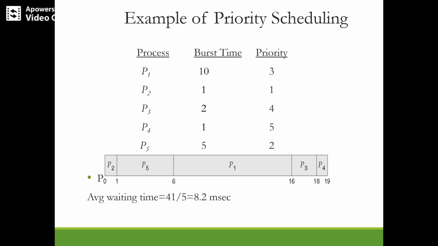So the average waiting time of the processes will be: the waiting time for process P1 is 6 milliseconds, and the waiting time for process P2 is 0 milliseconds. It is 6 plus 0 plus the waiting time for process P3 which is 16 milliseconds, the waiting time for process P4 is 18 milliseconds, and the waiting time for P5 is 1 millisecond. If you try to sum up all these values, 6 plus 0 plus 16 plus 18 plus 1, okay, divided by 5, what we get is around 8.2 milliseconds.